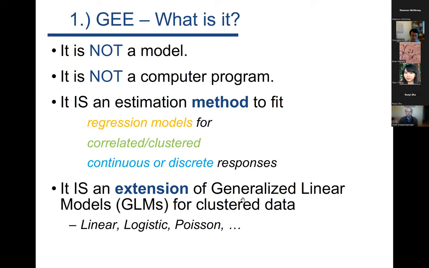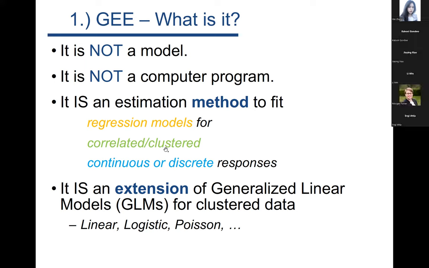The generalized linear models is a family of models that contains linear regression, logistic regression, and Poisson regression. Now, typically, when we fit those models, we have independent data, meaning data from different subjects are independent. Whereas in longitudinal data, as we all know, there are some correlations.